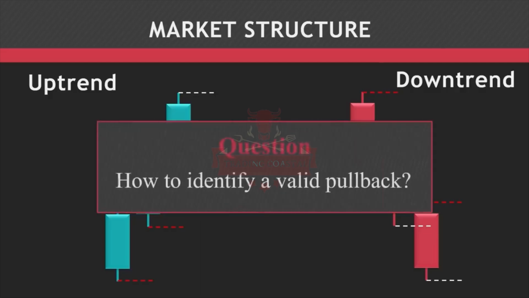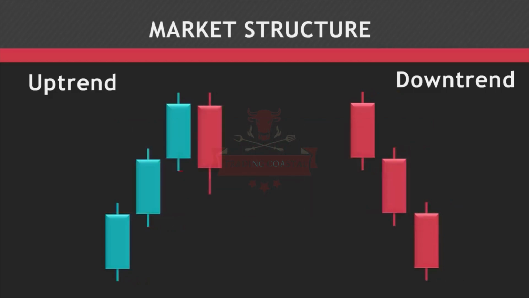Now, how to identify a valid pullback? In the bullish scenario, a valid pullback is identified when a candle breaks below the lowest point of the previous one and sweeps liquidity. Here you can see that the fourth candle has broken below the lowest point of the third candle, thus forming a valid pullback. If the price could not break it to the downside, the pullback was not valid for us. Remember, the candle color does not matter while identifying pullbacks.